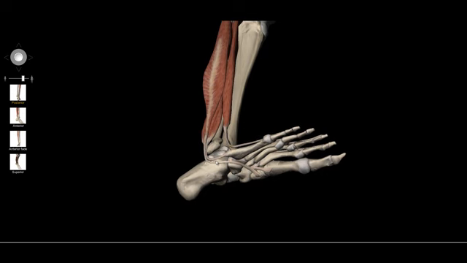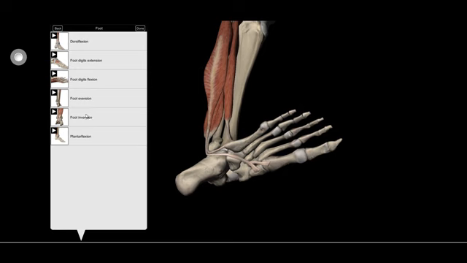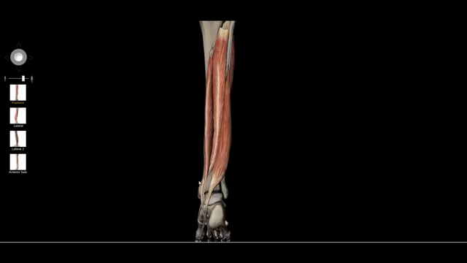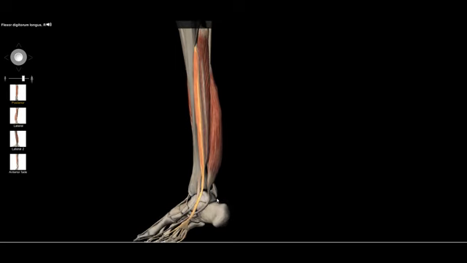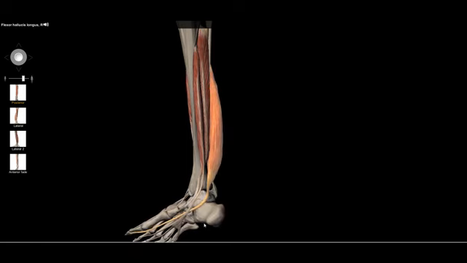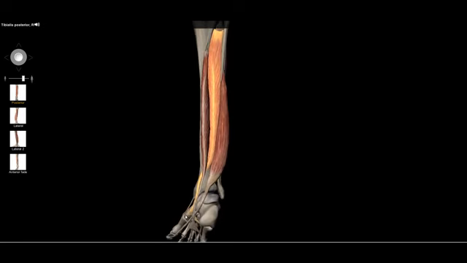The other motion that we want to look at is inversion. And inversion is a function of really those three tendons coming down: the Flexor Digitorum, the Flexor Hallucis, and the tibialis posterior. So those are the three muscles responsible for that movement towards the inside.